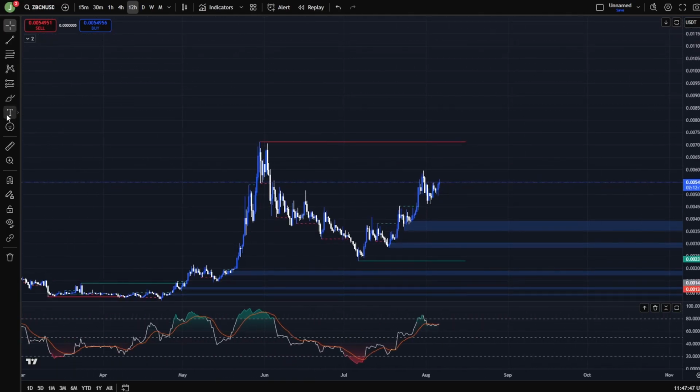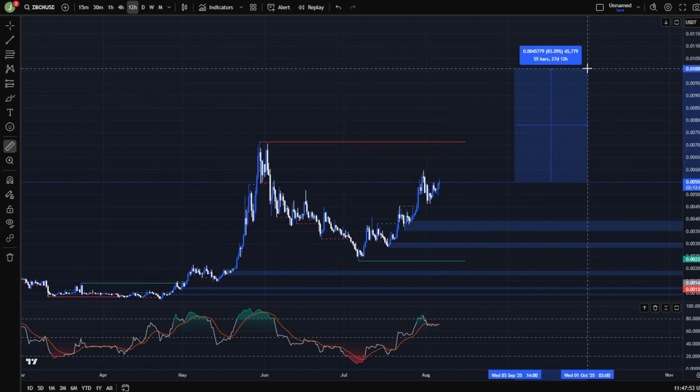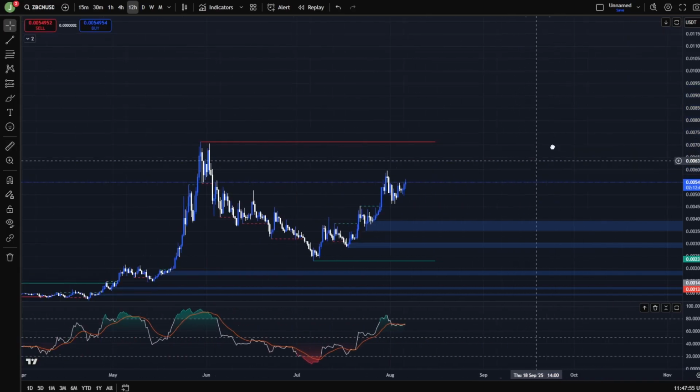As I said, for me, the main long-term target is 0.01. So from a current level, still a potential profit around 80% of the net market.